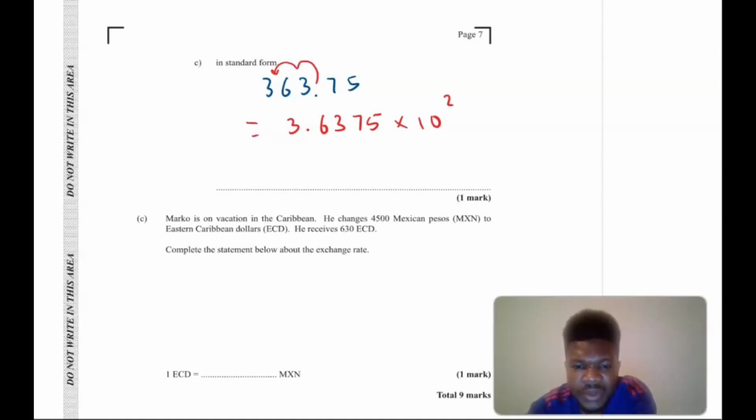All right. In doing these problems, you can take whichever method you want, but one way to do it, you can use a ratio method, or we can just do a division. So it would be 4,500 divided by 630. That's if you understand the concept. But if you take the ratio method, then we can compare, say, Eastern Caribbean dollars to Mexican pesos.